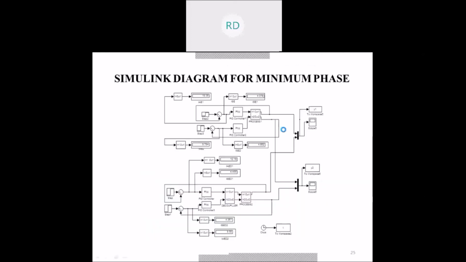So here, this is the generalized Simulink diagram for the minimum phase system. If you take this block diagram and implement the same thing in MATLAB, you can simulate it as well. This is the screenshot of the Simulink diagram for the minimum phase system.